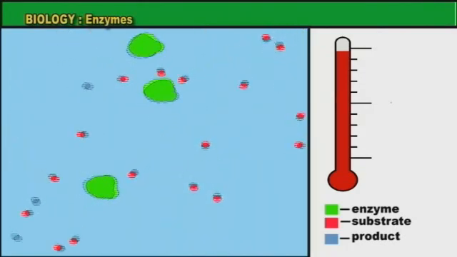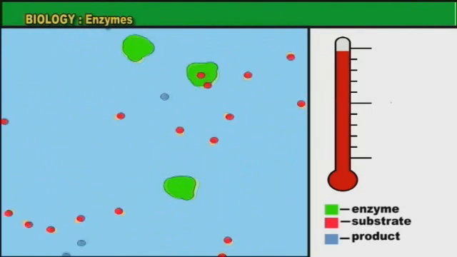Enzymes are denatured above the optimum temperature. This occurs because the bonds which hold the protein structure break and cause the active site to lose its shape. Therefore, a reaction does not occur.